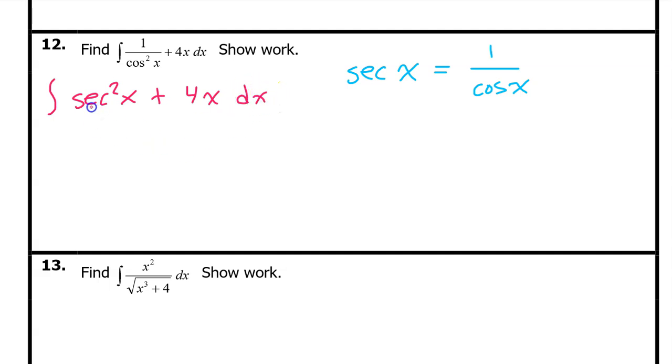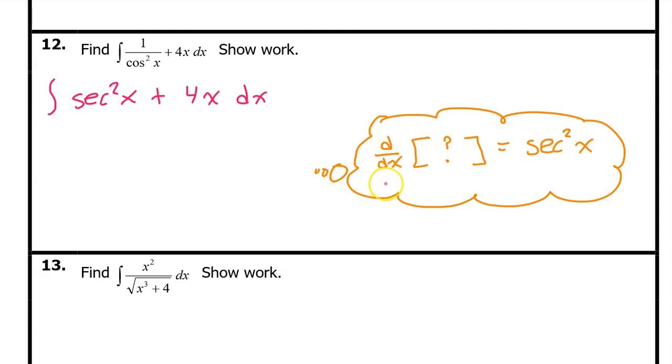And now we will take the antiderivative term by term. To take the antiderivative of secant squared, you ask yourself the derivative of what is secant squared. Hopefully you remember that the derivative of tangent is secant squared, so that's the antiderivative. So for the first term, the antiderivative is tangent x.